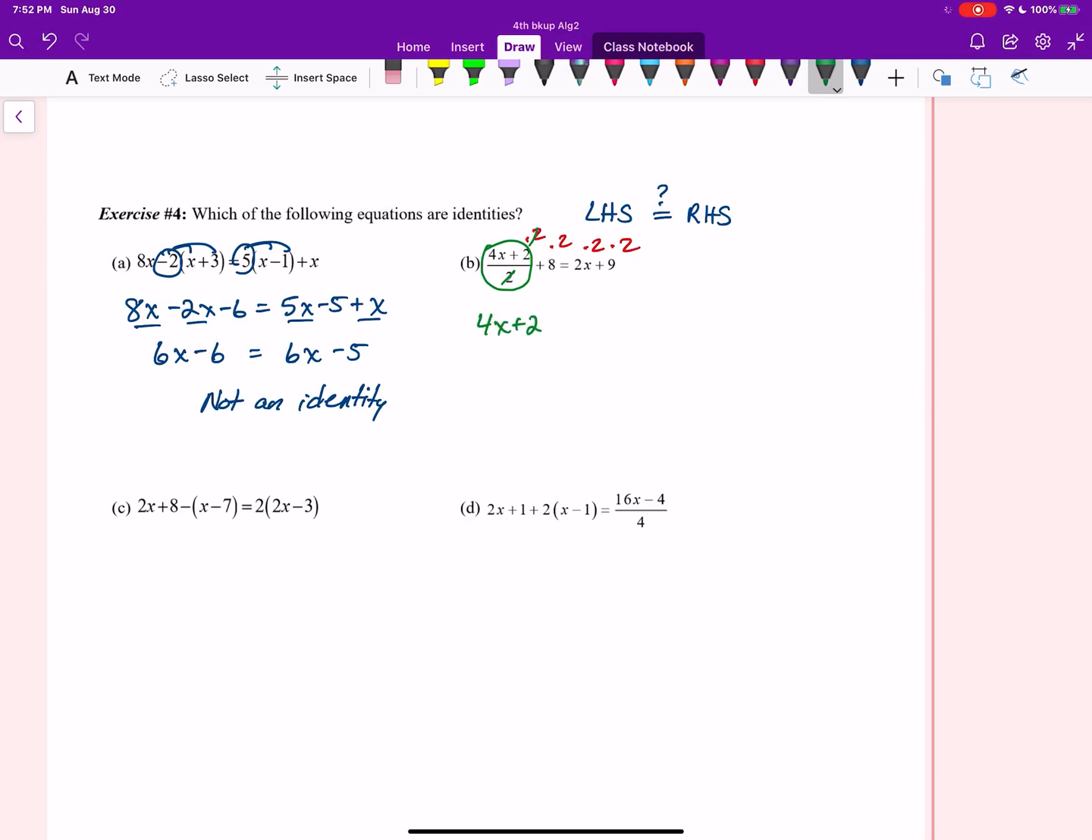And then positive 8 times 2 is positive 16. And 2x times 2 is 4x. And 9 times 2 is 18. Combine like terms on the left side. That's 18. So, oh, yes, this is an identity. 4x plus 18 equals 4x plus 18. Left-hand side equals right-hand side. Exactly, they're identical.